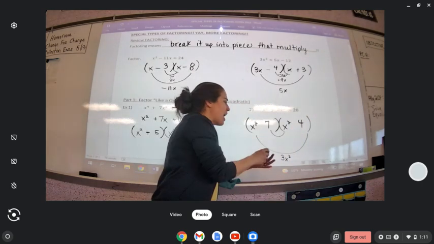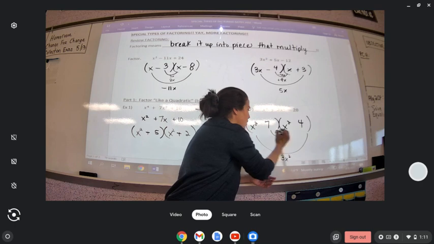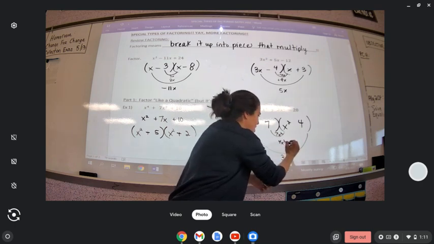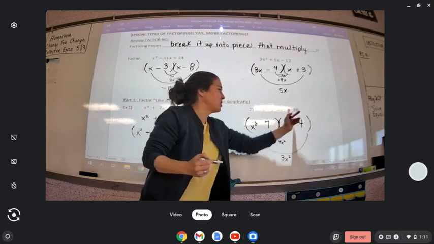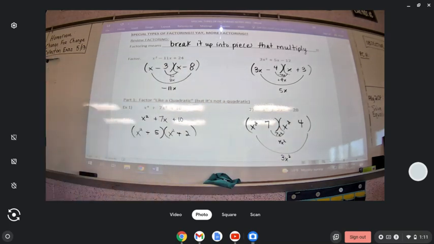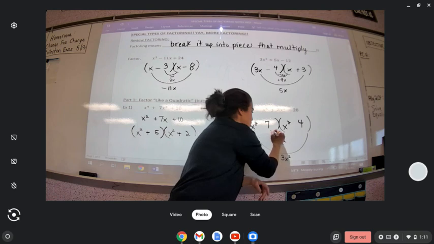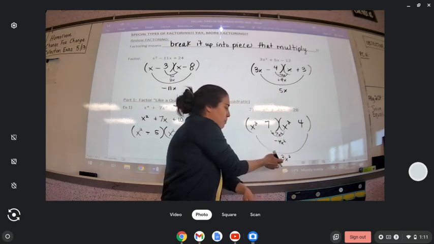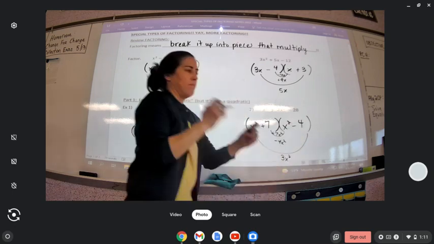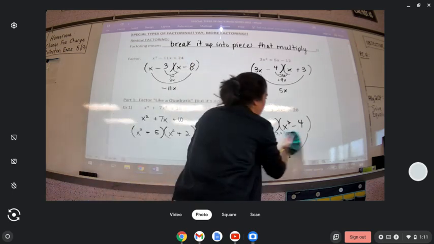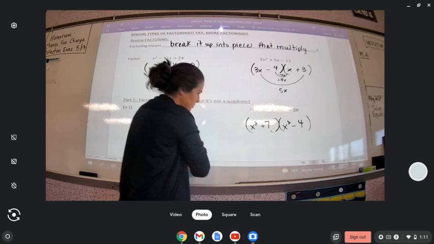And now, what signs do I need if I have a 7x squared and a 4x squared? I need them to add up to positive 3, but I need them to multiply to negative 28. Plus 7 and minus 4. I like it. That would add up to a positive 3. So I would need a plus, and then I would need a minus. Done.